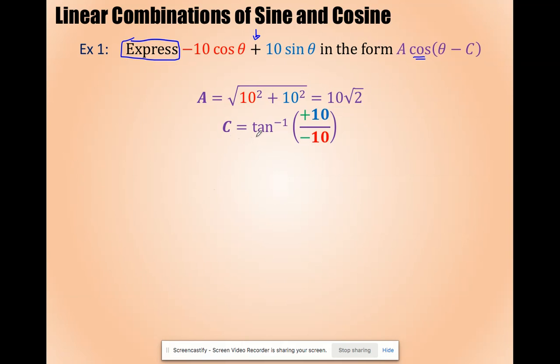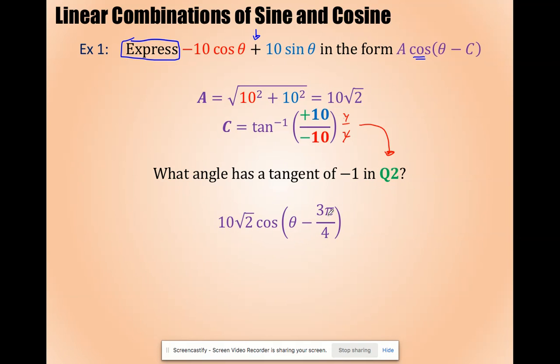C is the inverse tangent of, now I cared about the signs. Why did I care? What quadrant is y positive but x negative? So what angle has a tangent of -1 in quadrant 2? 3 pi over 4. Because this is a special angle, I do not want an approximation. You're supposed to recognize your special angles. That's what speed trig is for.